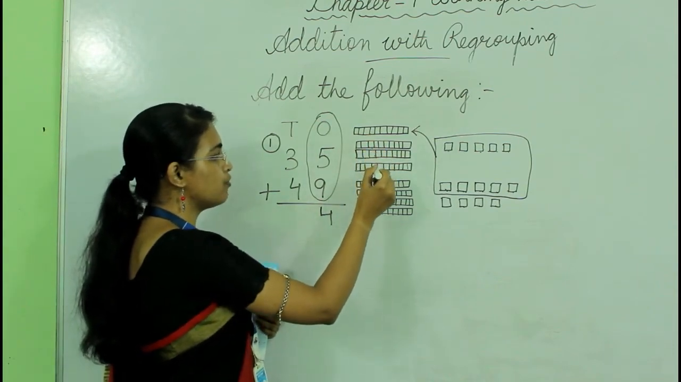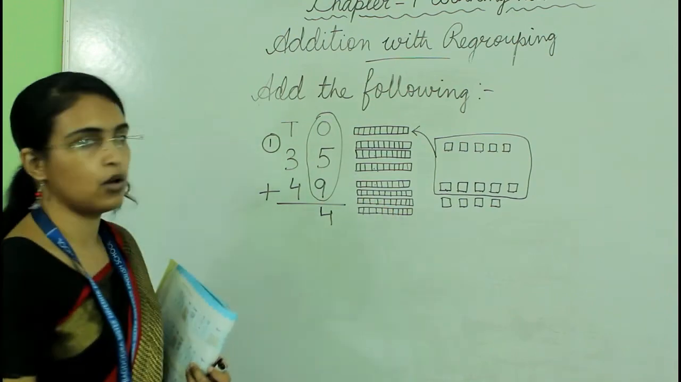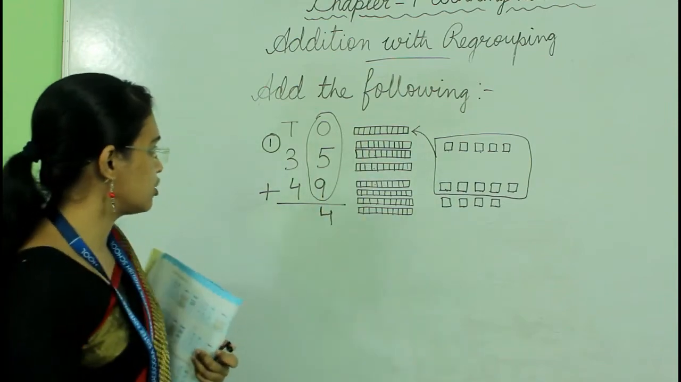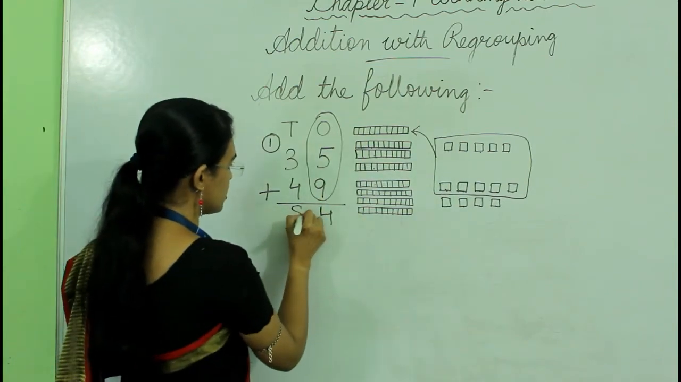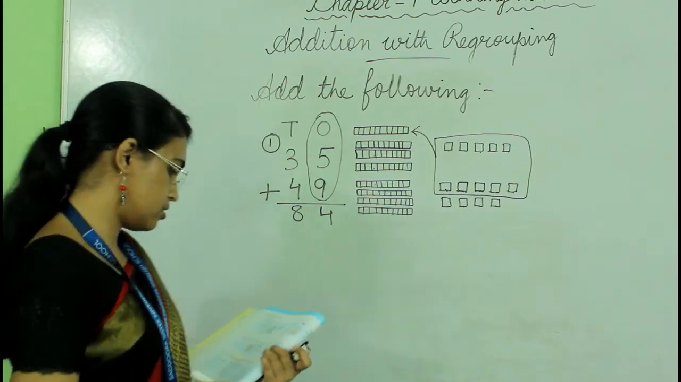1, 2, 3, 4, 5, 6, 7, 8. So how many groups do we have here? 8. So the answer is 8. In this way you have to do this sum.